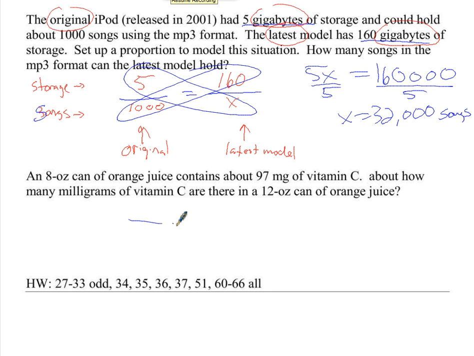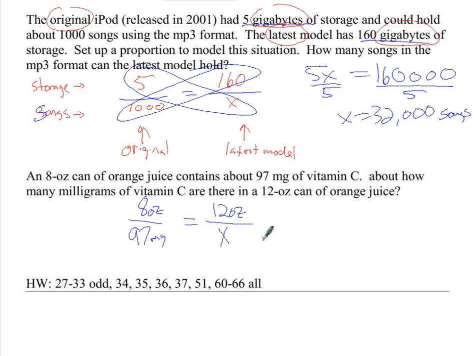So we got to set up the proportion. What do you want to put on the left? 8 ounces. And what below it? Okay. 97 milligrams of vitamin C below it. So on the right then, we're going to be dealing with what? That one's on the left, so now we're on the right. It's 12 ounces. And we don't know how many milligrams, so I'm just going to use X again. If you use C, that's fine. If you use V, that's fine. Whatever.